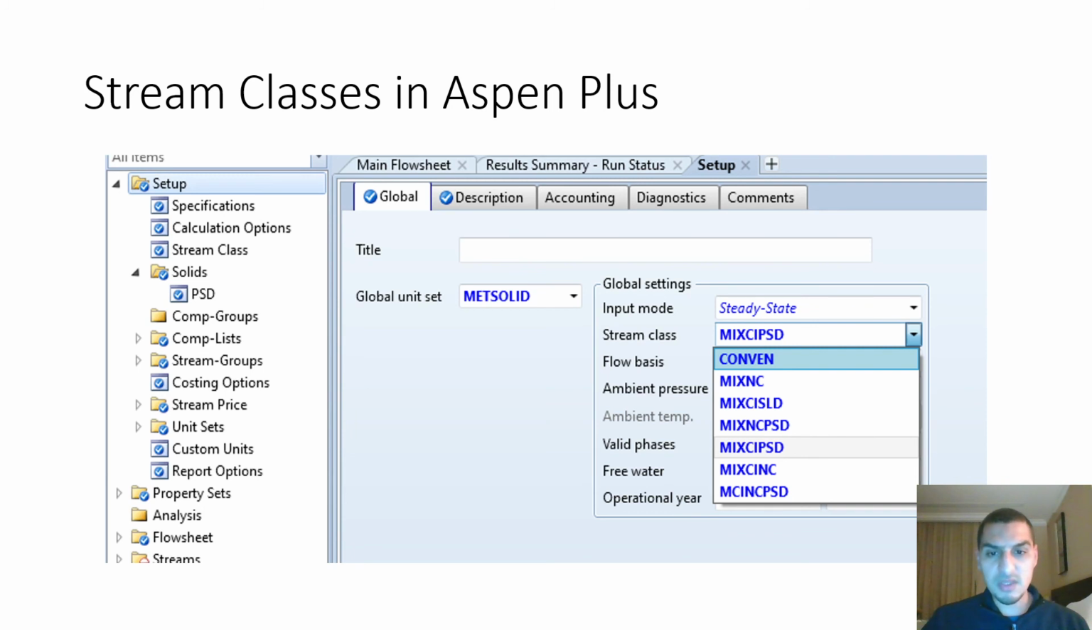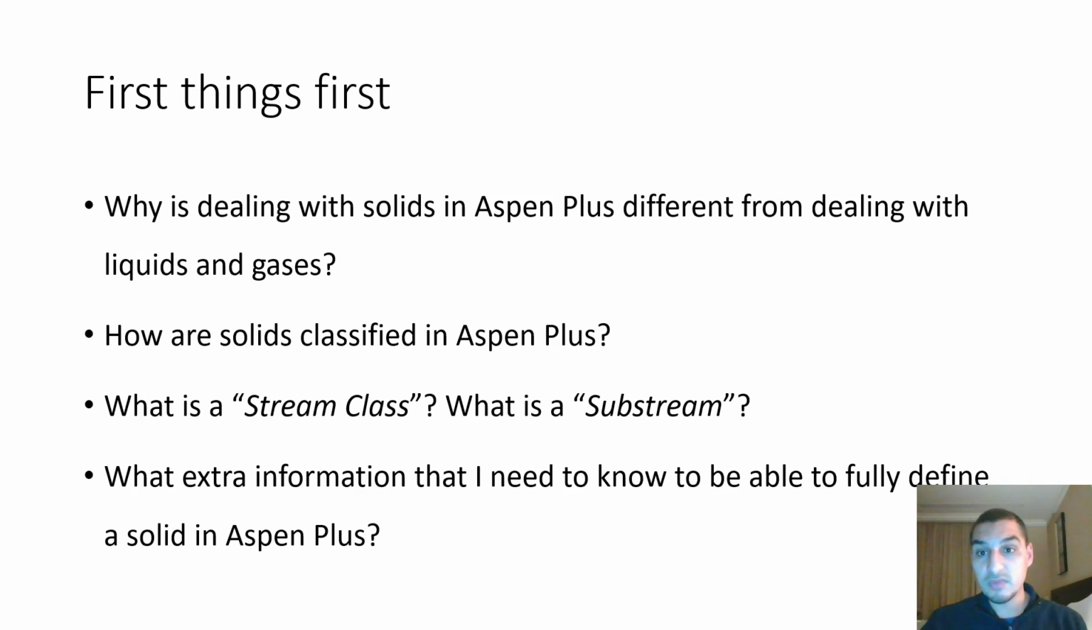It's important for me to again visit the points that I wanted to make from the video. The first is why dealing with solids is different, and how solids are classified. It's important to know what stream class means and what substreams mean, and the particle size distribution as extra information that we need to define so that the solid phase is properly defined in Aspen Plus.